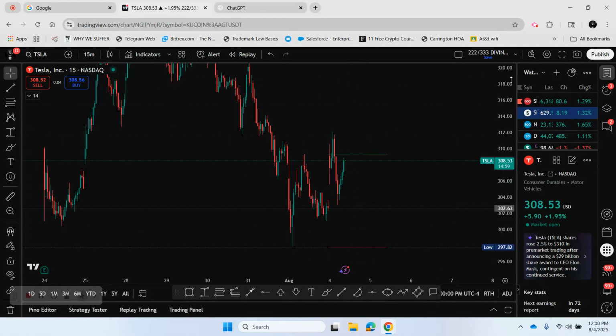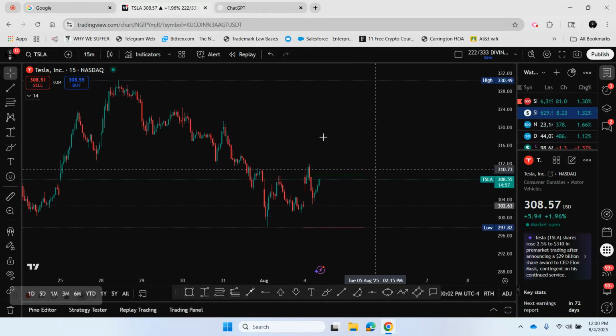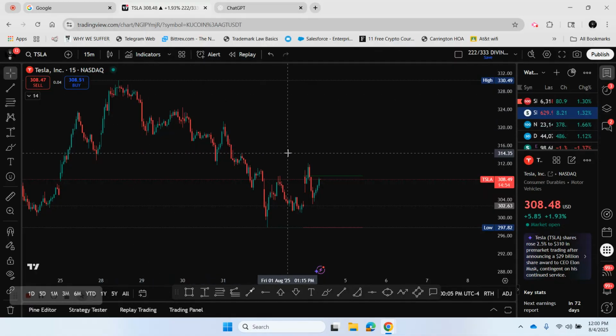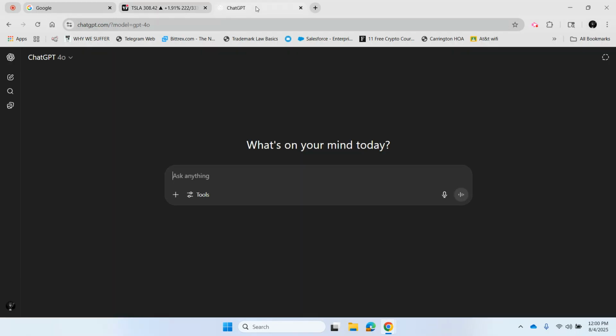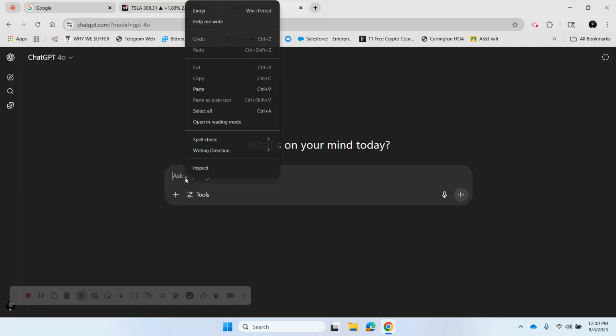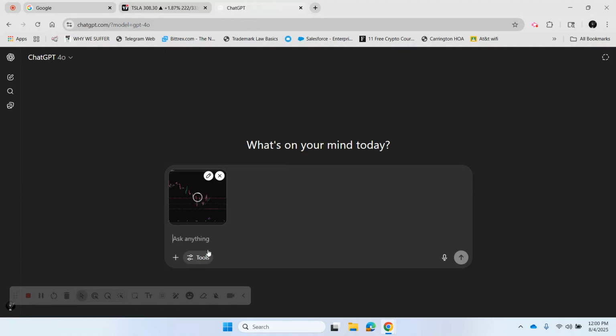Okay, let's say we want to use ChatGPT. I'm on a 15-minute chart, but you can use any time frame. What I want to do is go up here to this icon, take a snapshot, and copy the image. Then I'm going to go over to ChatGPT, and first I'm going to hit paste so it's there.